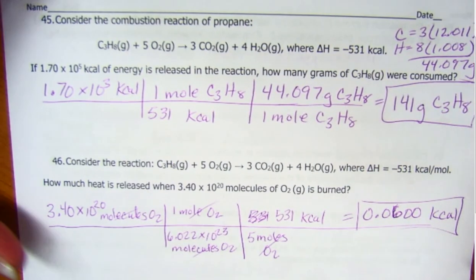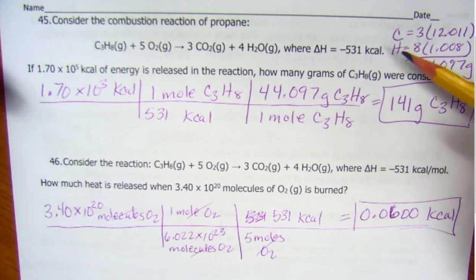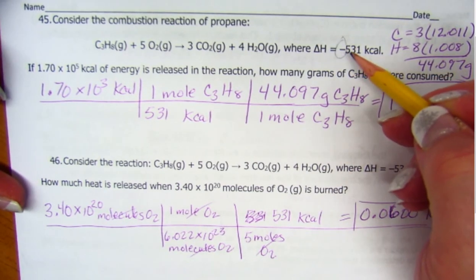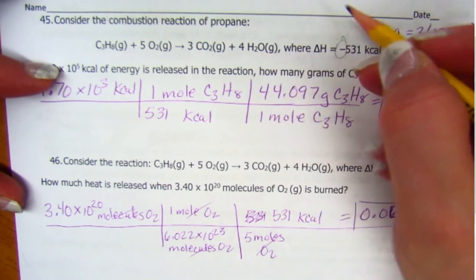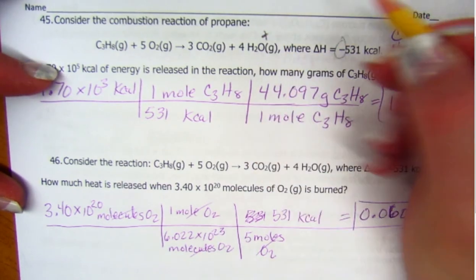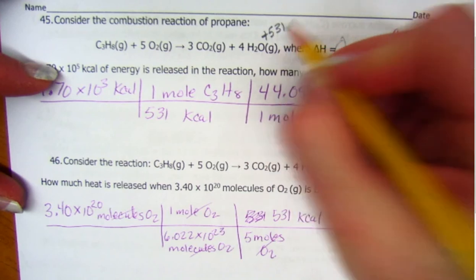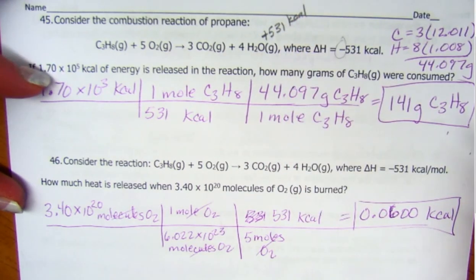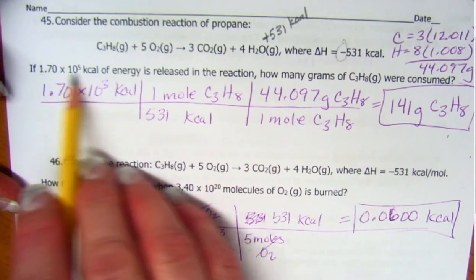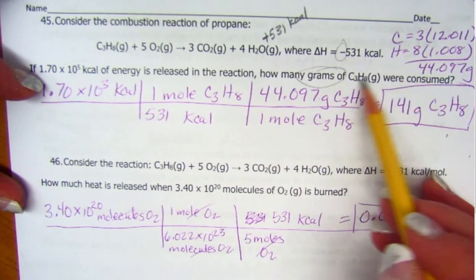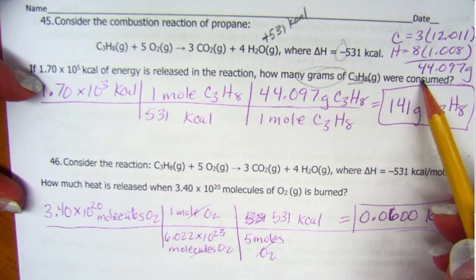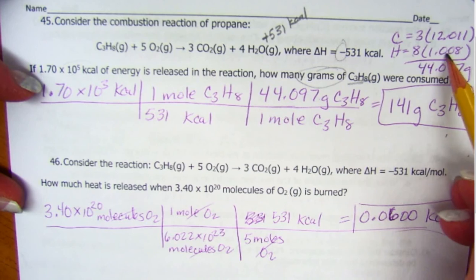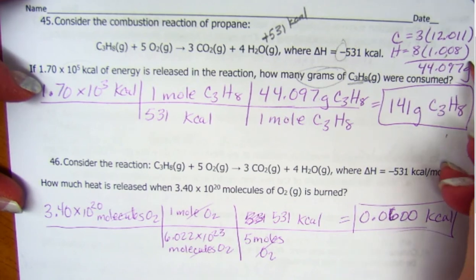Okay, consider the combustion reaction. Again, put it into the equation. The negative tells me what? Exothermic, so it's on the product side. So I put it over here. 531 kilocalories. Okay? I know I've been given kilocalories. They want grams, so I'm going to add that mass up real fast. So from the periodic table, 3 times carbon's mass plus 8 times hydrogen's mass. I get my mass. That's equal to 1 mole.